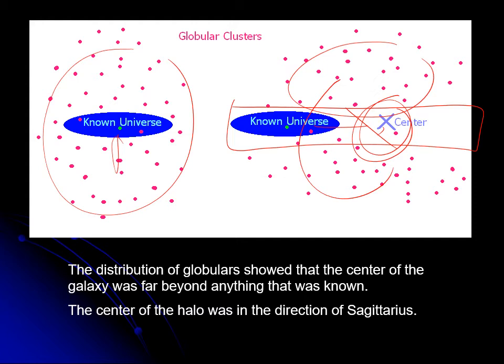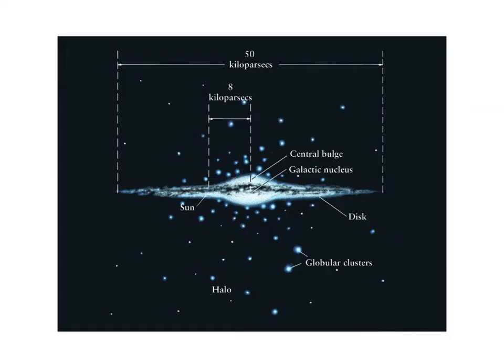The center of the halo was in the general direction of Sagittarius, which is also where the galaxy tends to be a little bit wider, at least the visible part of the Milky Way. So the center was about 8 kiloparsecs away. That's after modern measurements. Shapley's measurement was a little bit off, and he actually had it a little further than that. But the modern measurement is that the center of the galaxy is about 8 kiloparsecs away. We still have about the same idea.